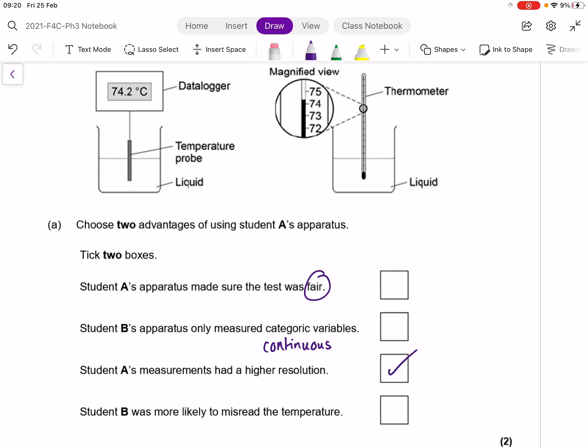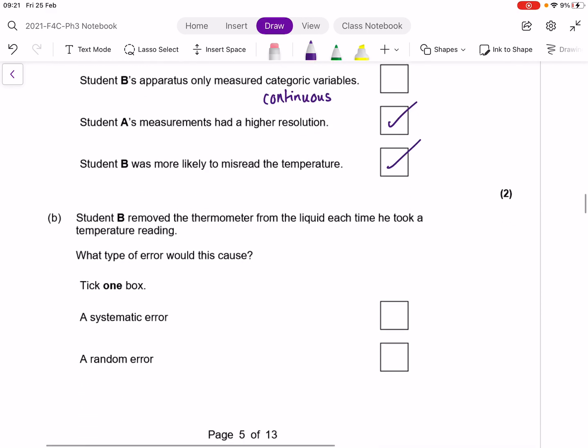So the 2 advantages must be this one and this one. So high resolution and that makes sense, right? Let's see, why is it high resolution? Well, these only measure to the nearest degree, 74 or 75. This one is giving me higher resolution. It's giving me a decimal point. And then student B, if they glance at that thermometer, they might misread it. They might have a parallax error. So yeah, those are the 2 answers.